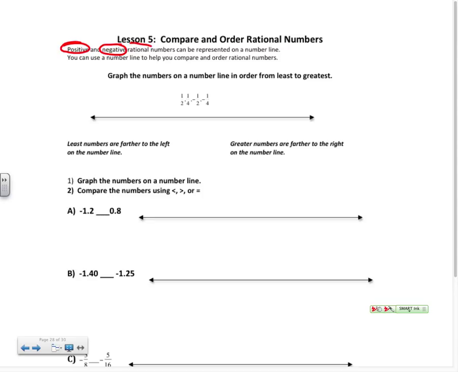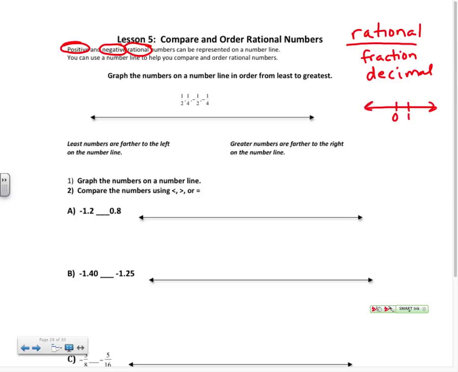Do we know what rational numbers are? Remember, rational numbers are fractions, decimals, and percents. So we're going to be looking at fractions and decimals on the number line today. We've already looked at positive whole numbers such as 1 and 2. We've looked at their opposites such as -1 and -2 and 0. So remember, these are called integers.